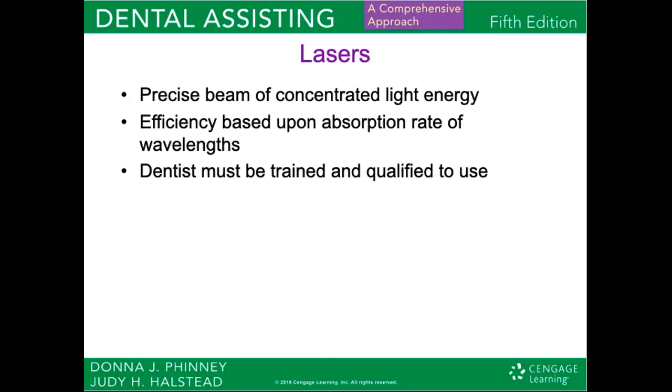Many different wavelengths are used, and a special type of protective eyewear also must be worn in any operatory where lasers are used, and that should be used by all the clinicians in the room as well as the patient.